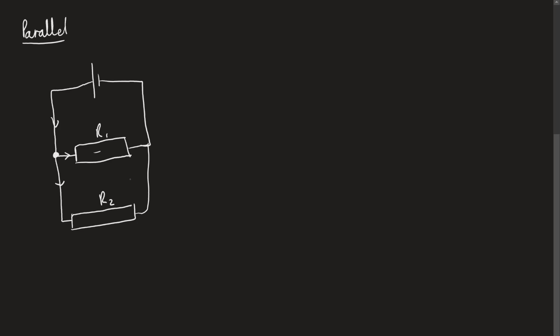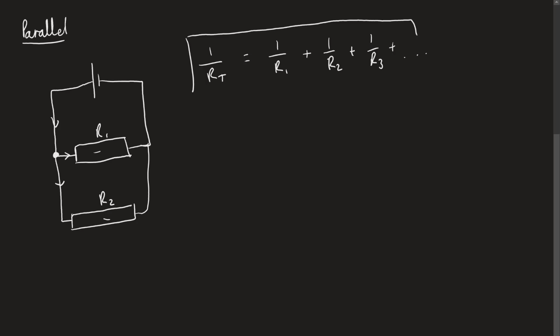Our equation for this is that these are reciprocal additions. So 1 over the total resistance is going to be 1 over R1 plus 1 over R2 plus 1 over R3 plus so on. This is how we're going to add resistors in parallel, and we could continue on with this forever essentially.